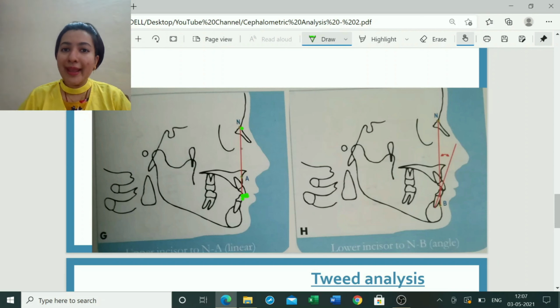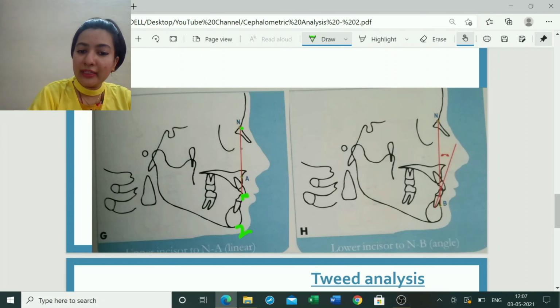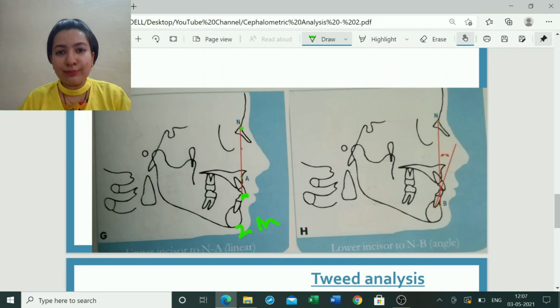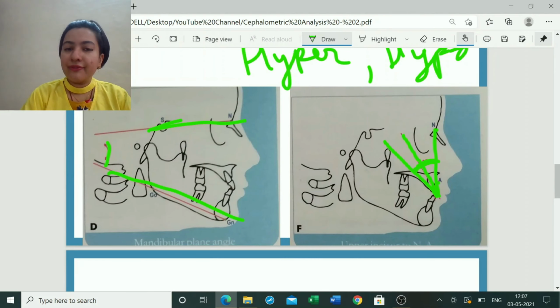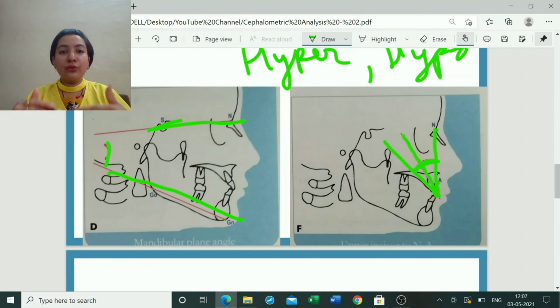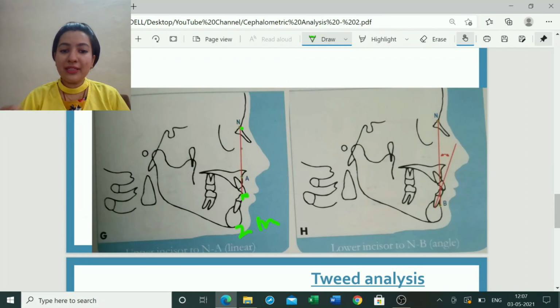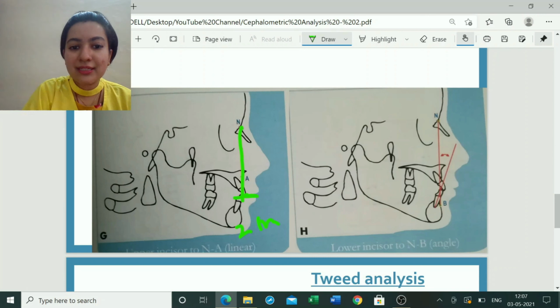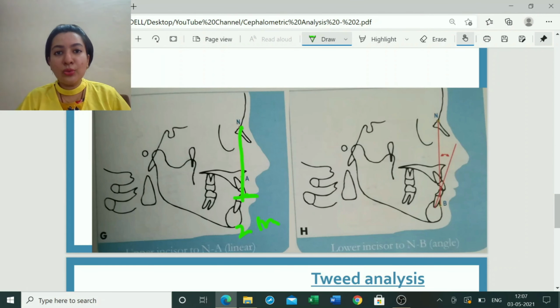If upper incisor to NA linear normal value is 2 millimeters, and when you trace it, you get 7 millimeters, it indicates that my maxillary anterior teeth, basically my central incisor, is ahead, meaning it's proclined. So do not get confused in this. The first parameter was upper incisor to NA angle, where you were measuring the angulation to know how much they are proclined, in terms of degrees. Then the next thing you saw was in terms of millimeters. So you draw a line from N to A, and if suppose this is the tip of my central incisor, the horizontal distance which you get becomes your upper incisor to NA linear.